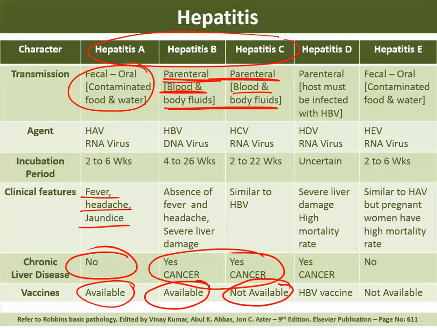So remember, hepatitis A will not cause chronic illness. It will not produce liver cirrhosis, and it will not produce hepatocellular carcinoma. Hepatitis B and C will end up with hepatocellular carcinoma. Among all, hepatitis C is highly dangerous. It will produce hepatocellular carcinoma very soon.